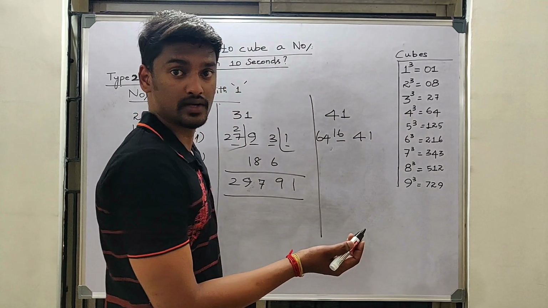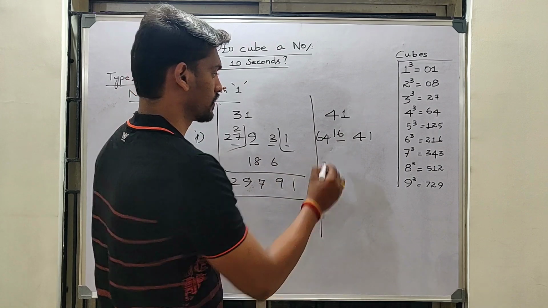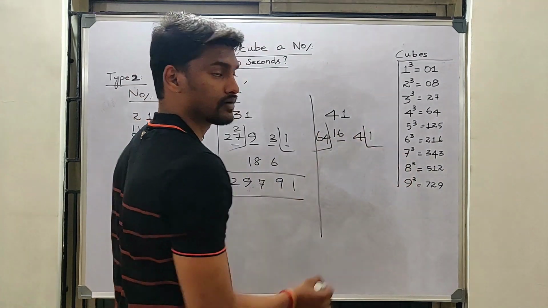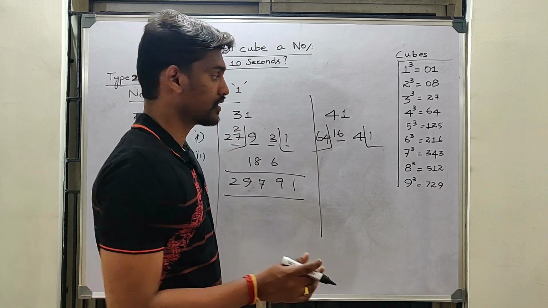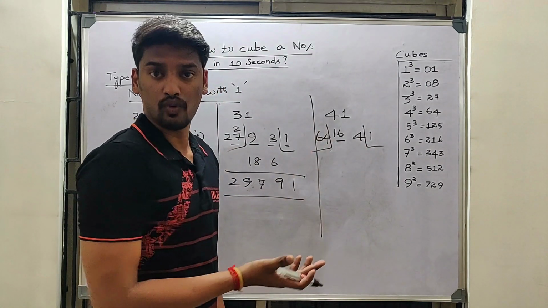Okay, second step what we will do? We will double the number. So ignore first and the last. Take the middle two numbers. And most of the students will be having doubt here. So 164, we have to double 164.